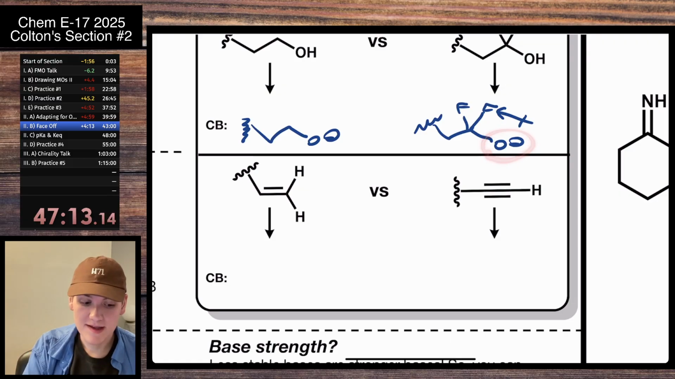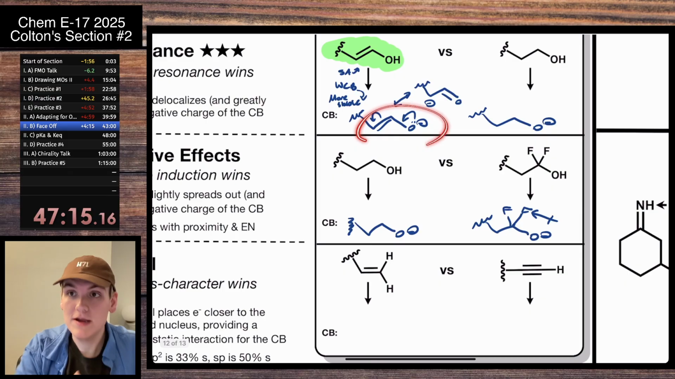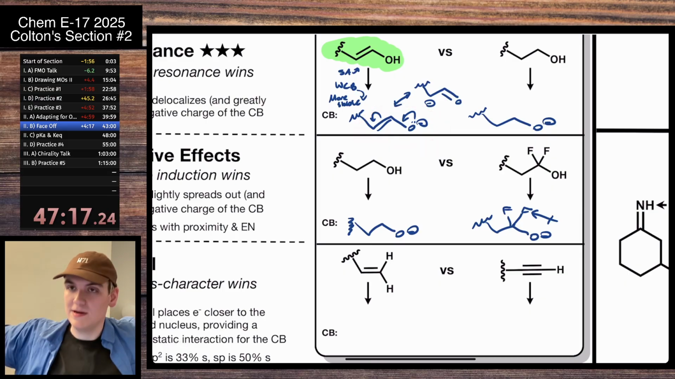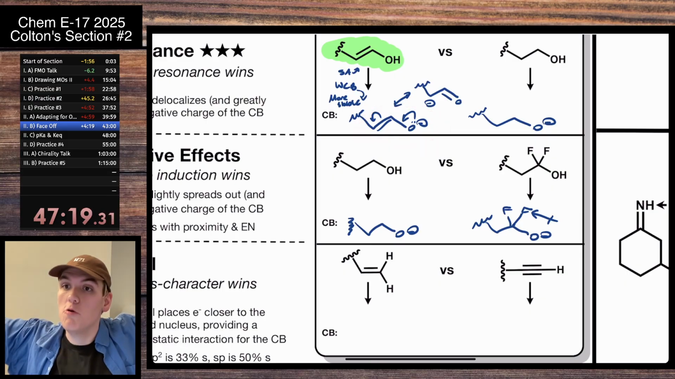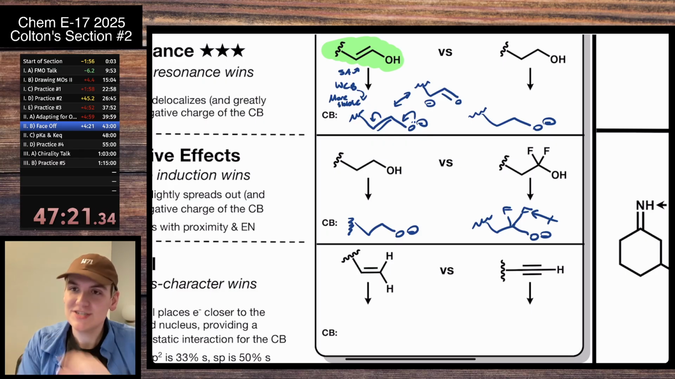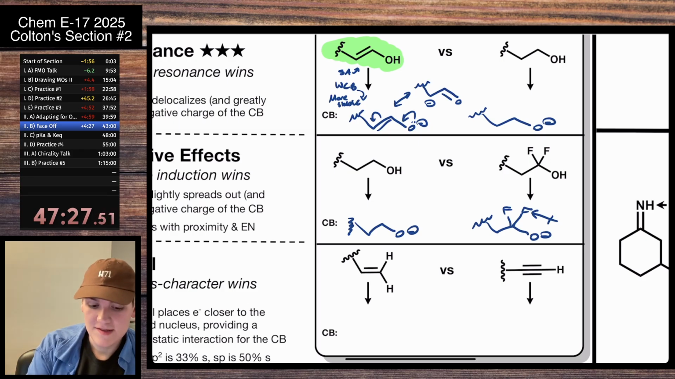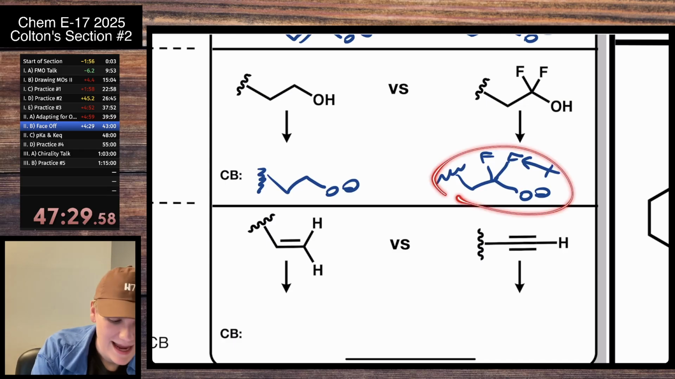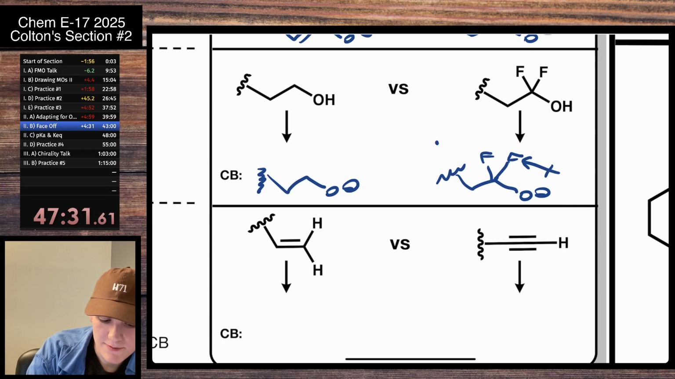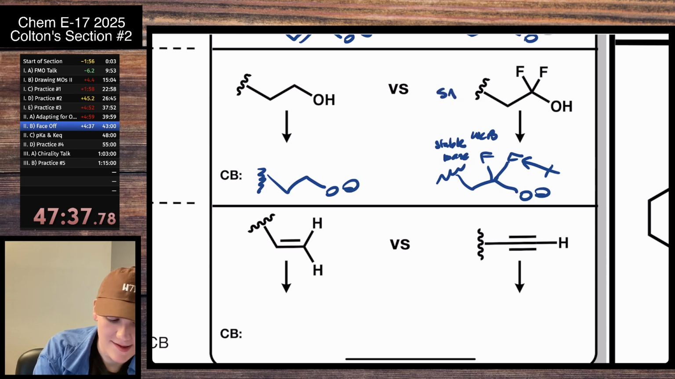Now, it's not as good as resonance. Resonance is like, hey, we are going to fully spread this out over these three atoms. We are going to really delocalize these electrons. Whereas this is just a tiny little tugging on the electron cloud, but it does have an appreciable difference. So this is what we call induction, and it is going to make this a more stable base. So this is our weaker conjugate base. So this one is our stronger acid.